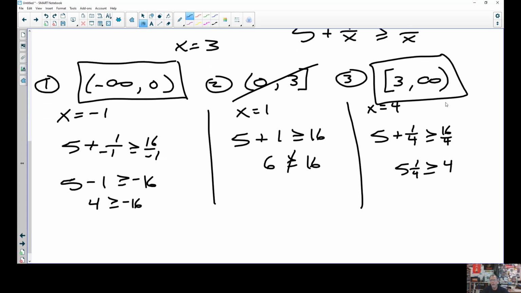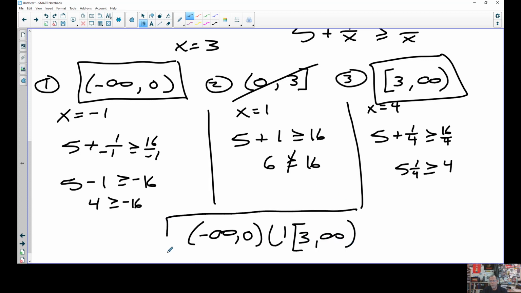And we have our solution. The solution would be negative infinity, 0, and whoops, I made the wrong symbol there, sorry. And from 3, inclusive of 3, to positive infinity. That is our answer.